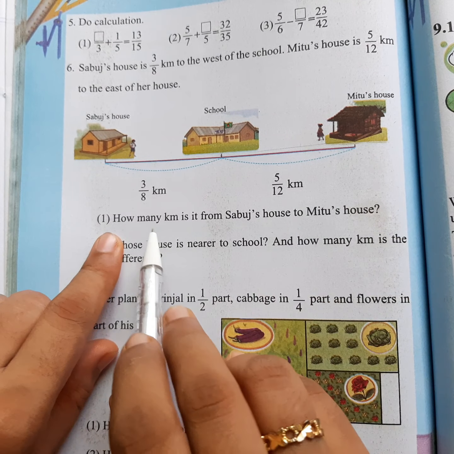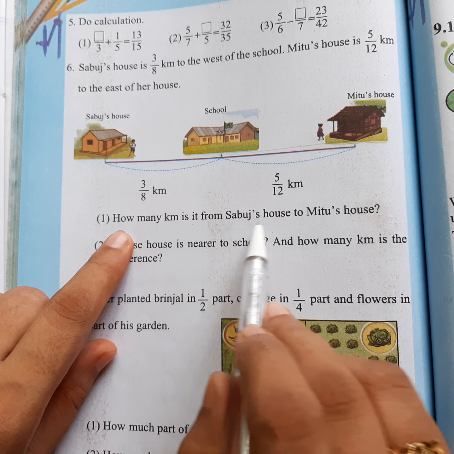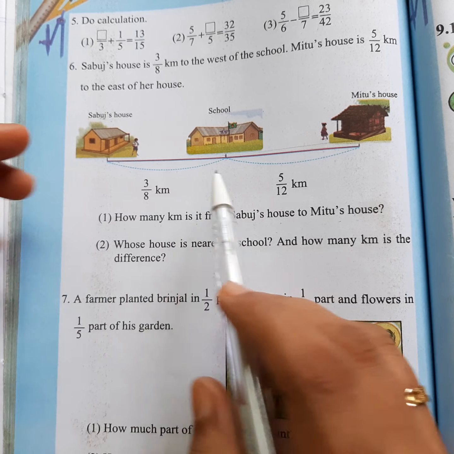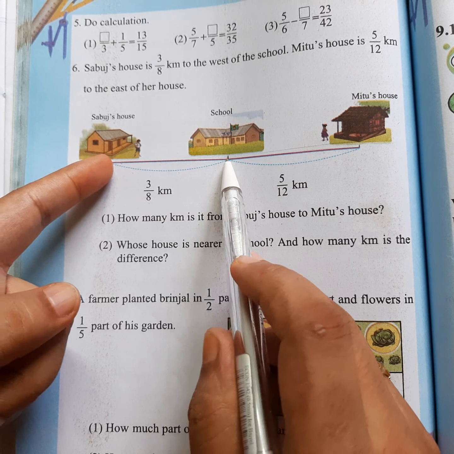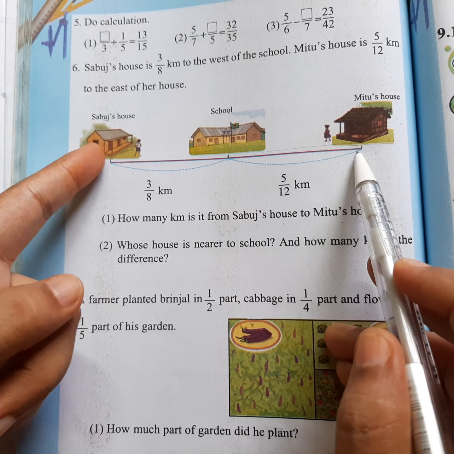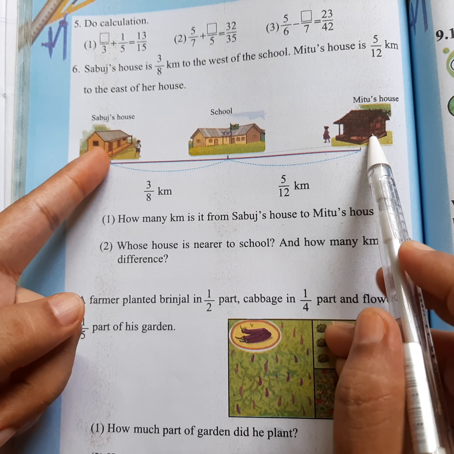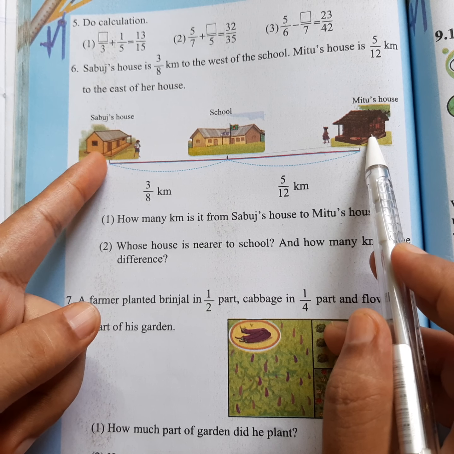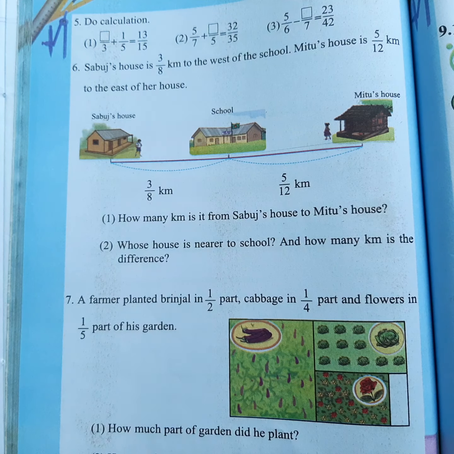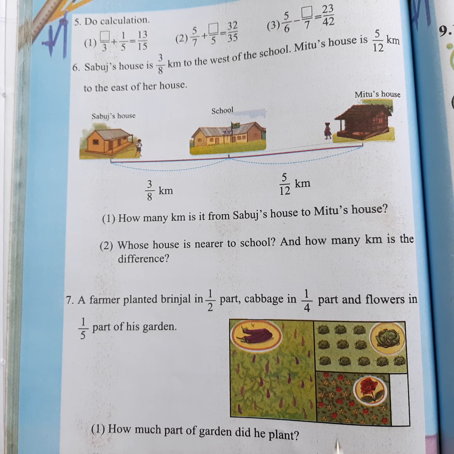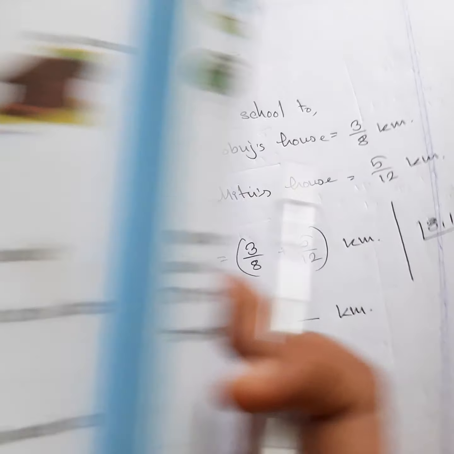So the first question they said, how many kilometers is it from Shobuj's house to Mitu's house? What we are supposed to do, as a line, is find out this much and this much in both, from Shobuj's house to Mitu's house, how many kilometers away. So we just take them both together and add them. This is the math we are going to do right now. Let's see.